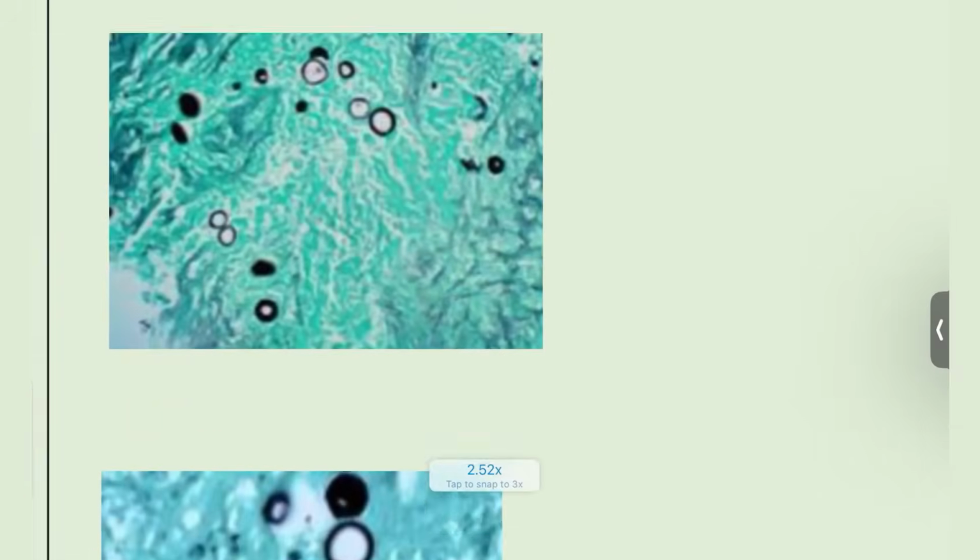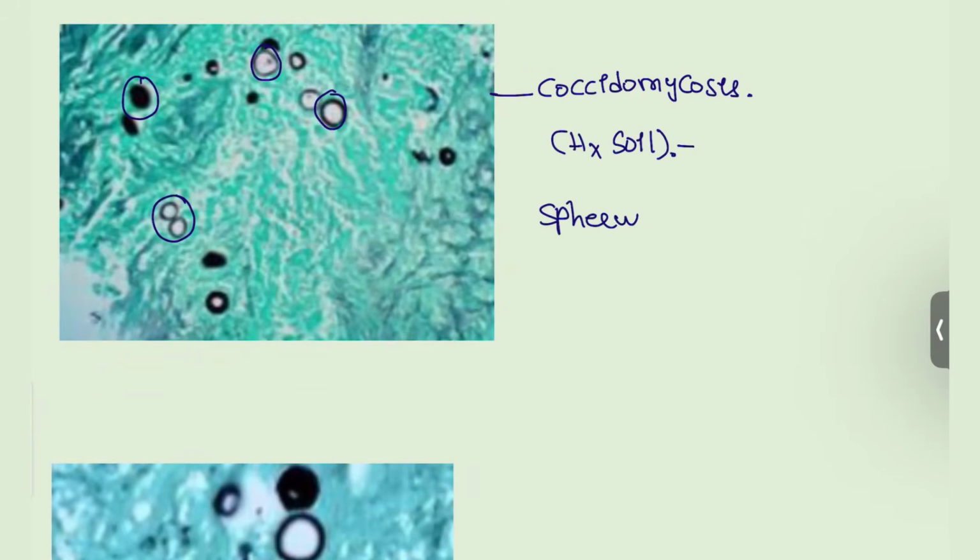Next picture. Here you can see this is coccidioidomycosis. This is a systemic infection, mostly with a history of soil. The inhalation of soil will be the most common cause. Again, it is going to involve the pulmonary system and also skin, bones, and meninges. On the tissue, you are going to see these kinds of spherules. Okay, systemic infection.